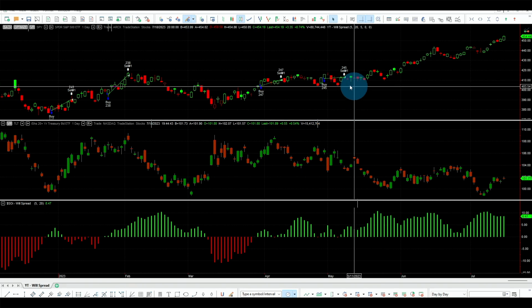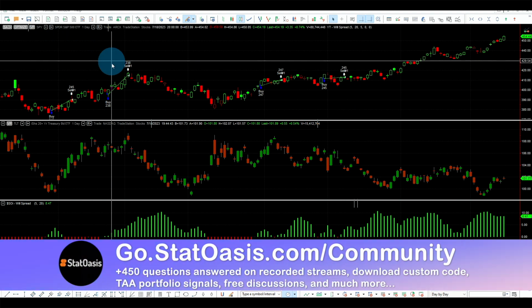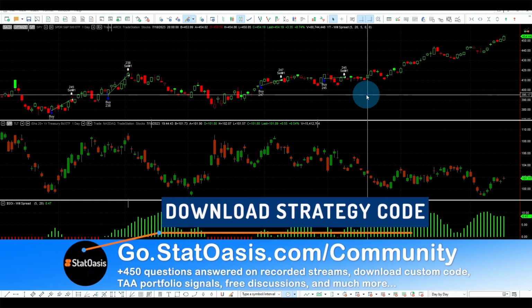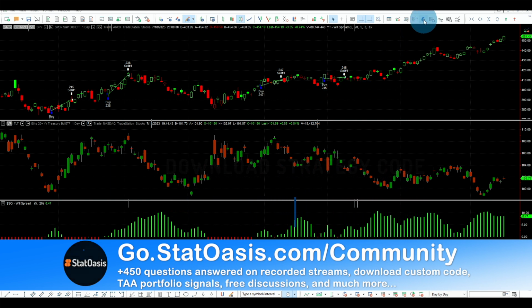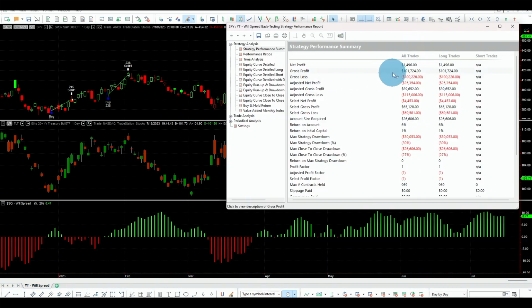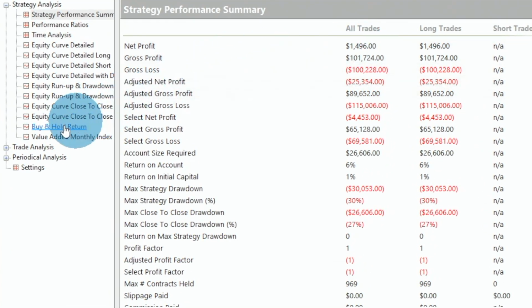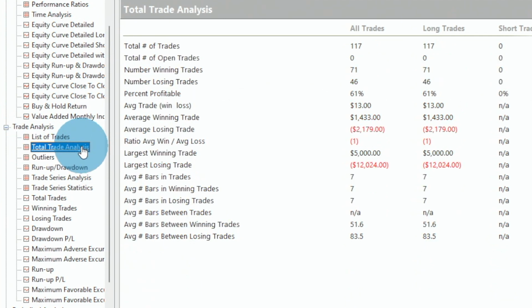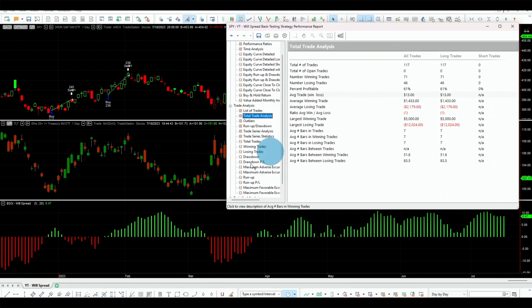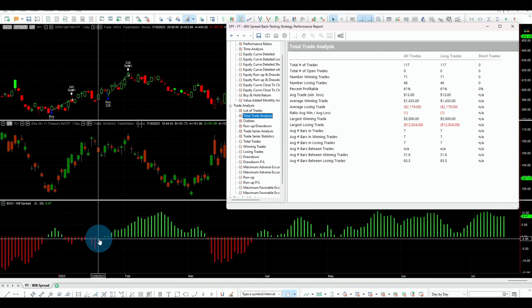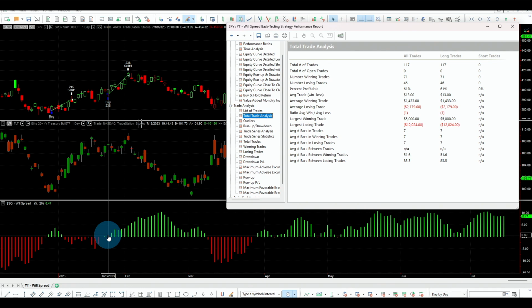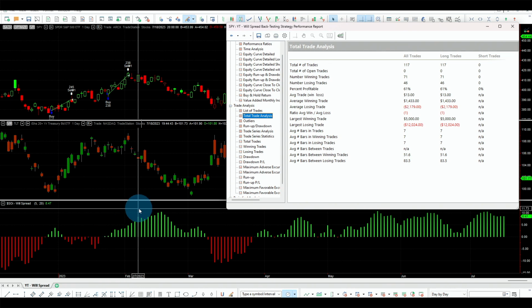Now, since I am applying this strategy to ETFs, the position sizing works by using the full account. So I'm using the maximum amount that I can purchase at any moment in time. And if we check the performance, we are making $1,500, but that's of course not good. We have 117 trades on average making $13. So this is purely by using the crossover from negative to positive and exiting after 5 bars.